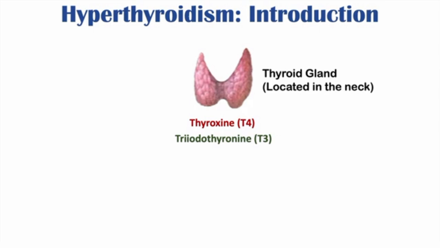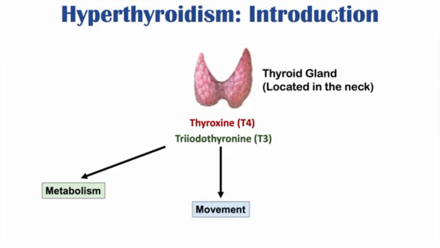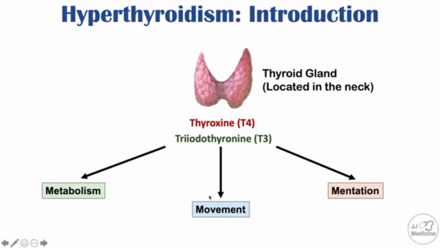Now, these thyroid hormones are involved in three important functions. One is metabolism, another one is movement, and another one is mentation. And the way to remember what the thyroid hormones do is by remembering the three M's. One M for metabolism, another M for movement, and another M for mentation. So these three categories of functions are mediated by thyroid hormones.